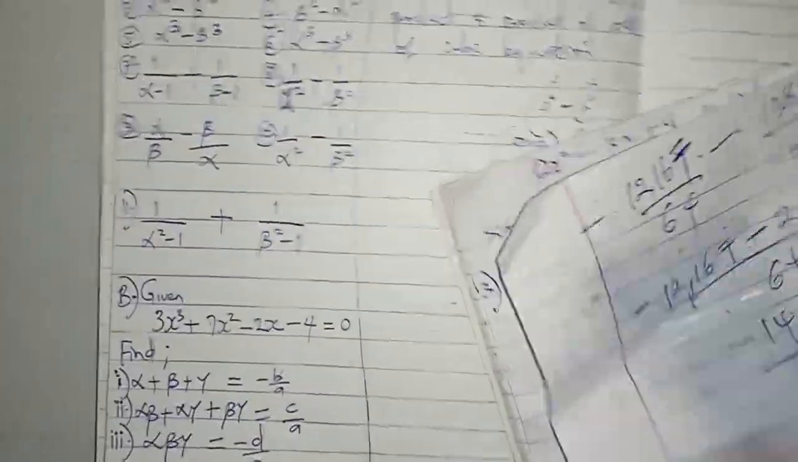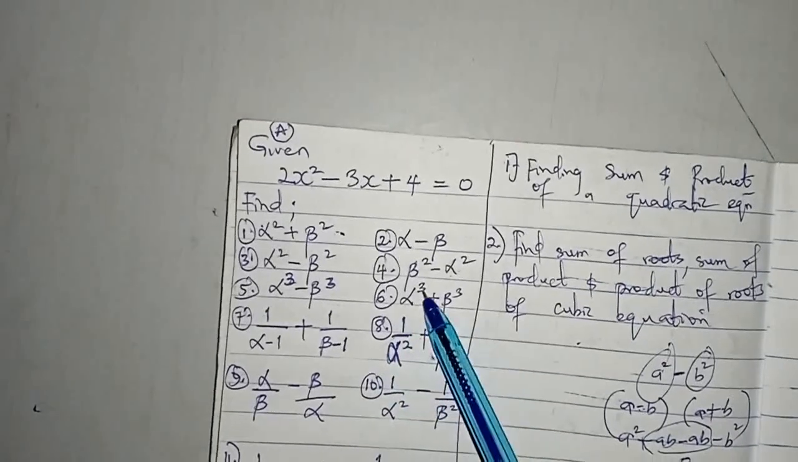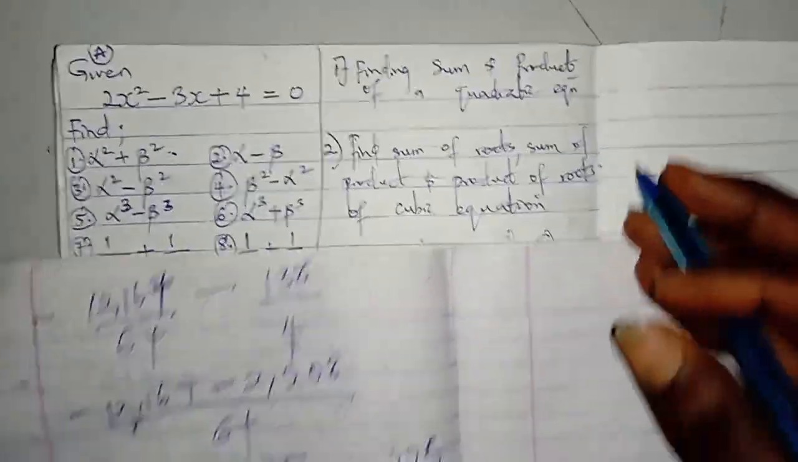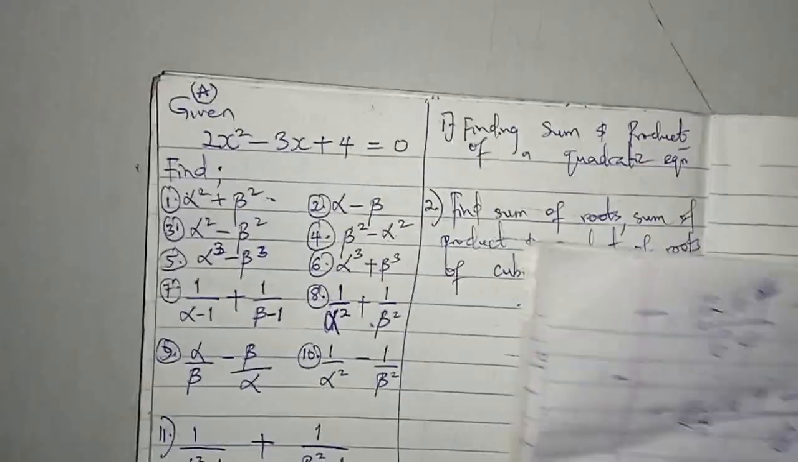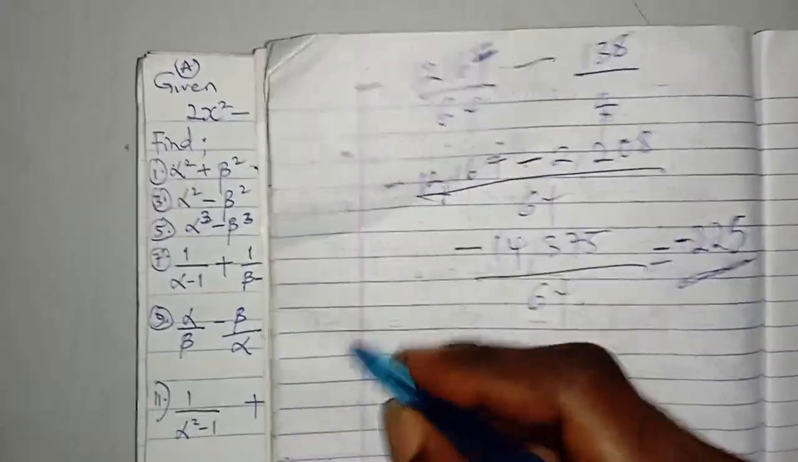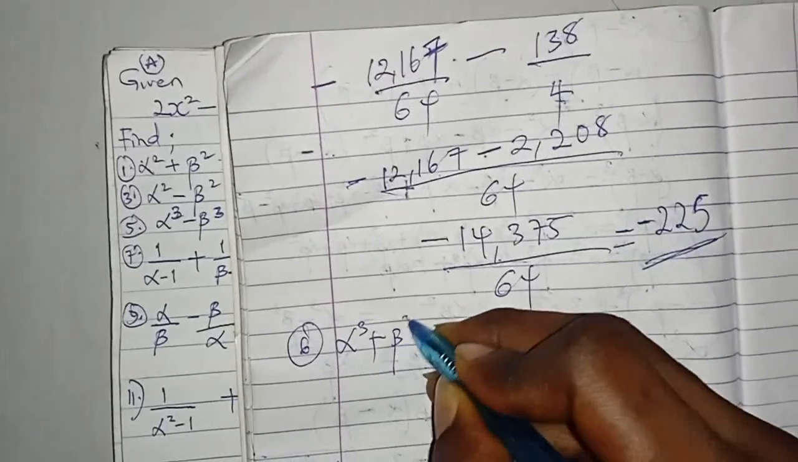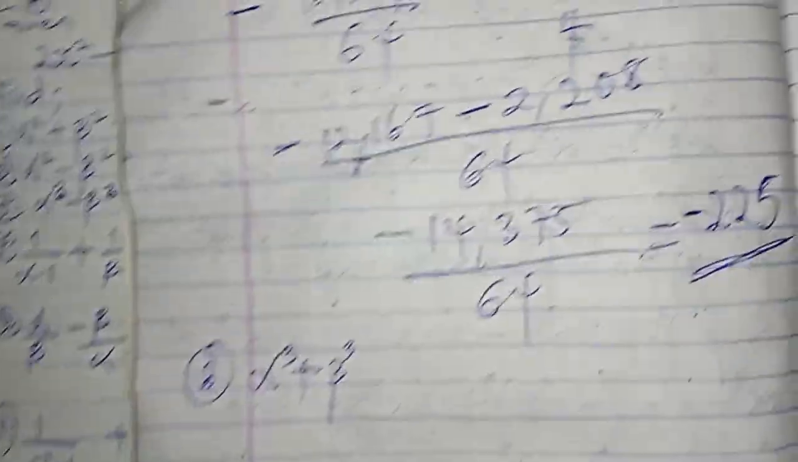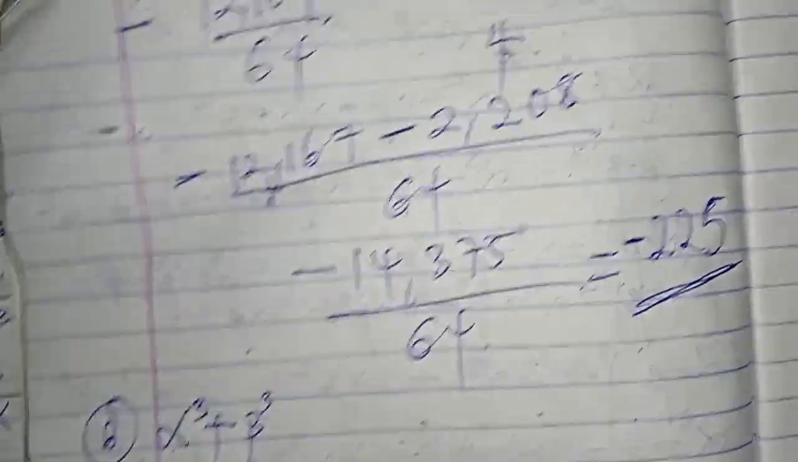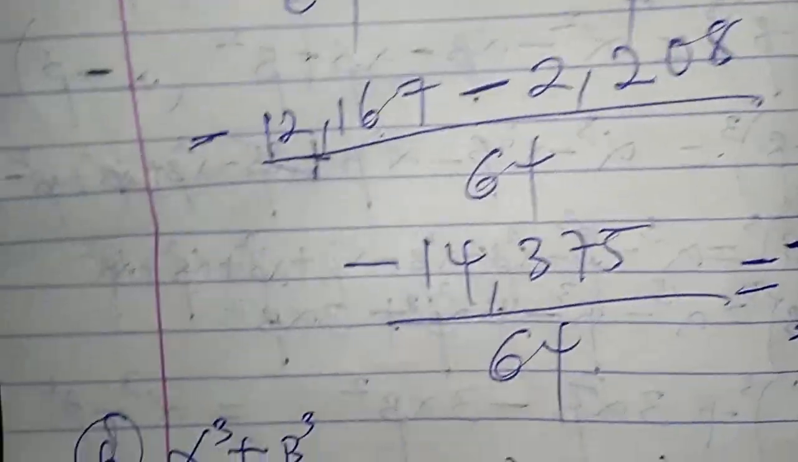Let's look at the next one. I'm checking if there's something we missed. So let's look at the next one. The next one is alpha cube plus beta cube. So for number 6, alpha cube plus beta cube.